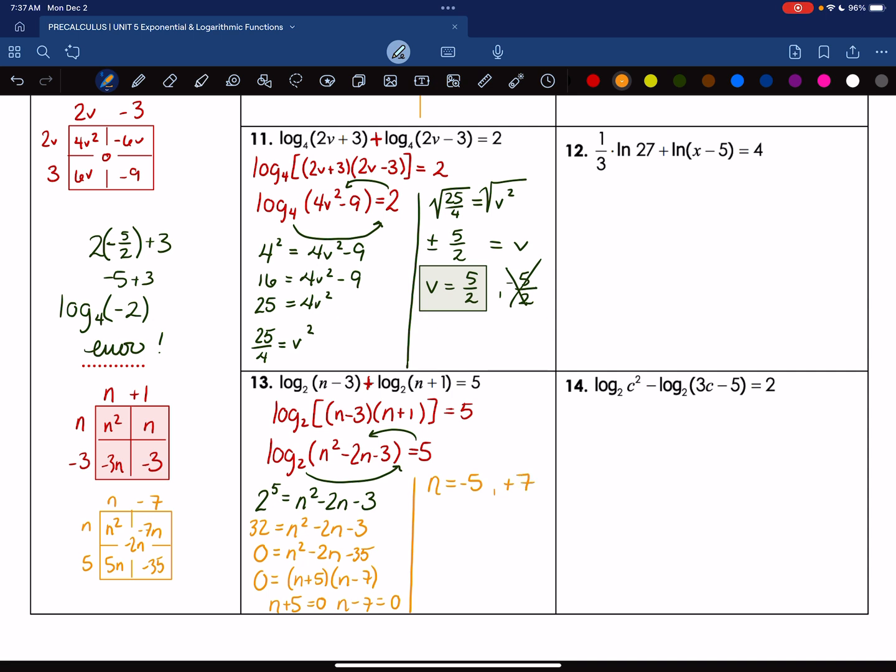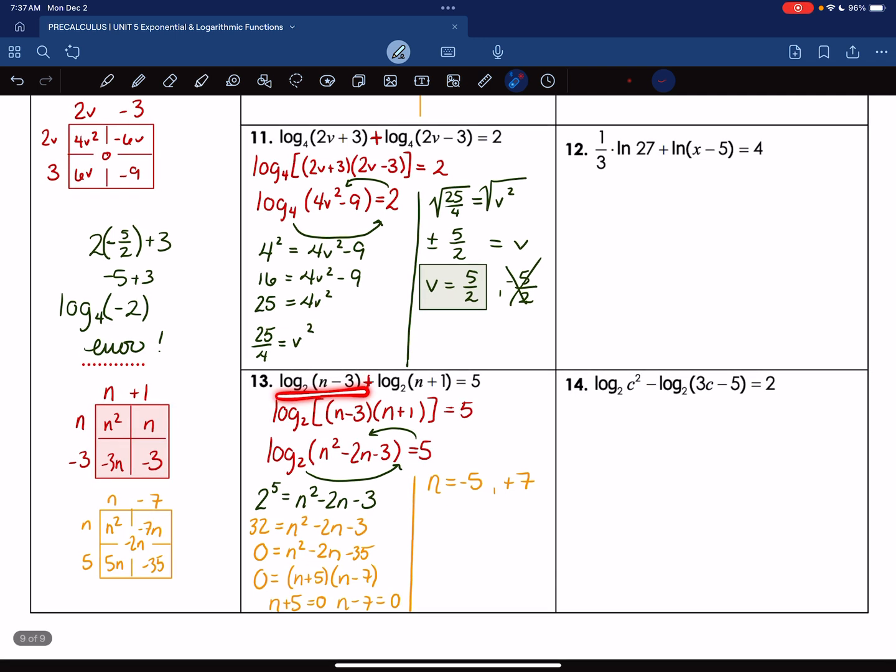Now, thinking back to what I said earlier, which one of these is going to be valid when we plug it in? If I plug in my negative 5, what's going to happen in this first logarithmic expression? I'm going to be taking log base 2 of a negative 8, and I can't take a log of a negative argument. So this negative 5 will not be a valid response. It is an extraneous solution. So the only value that makes my statement true is 7.